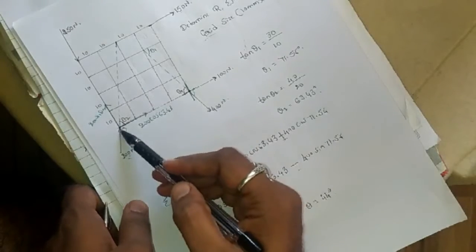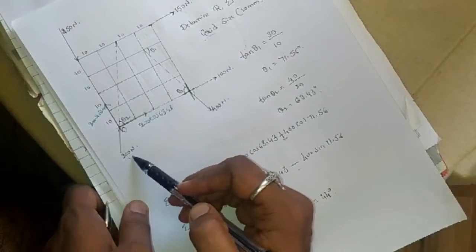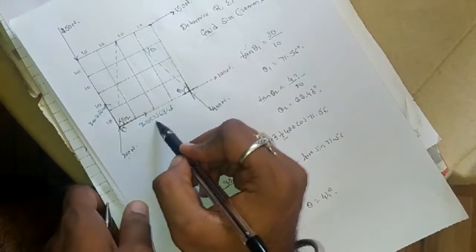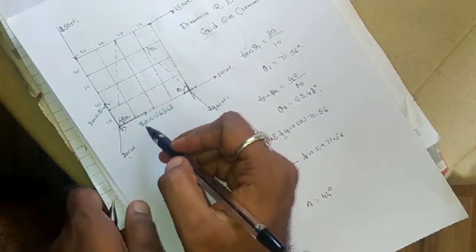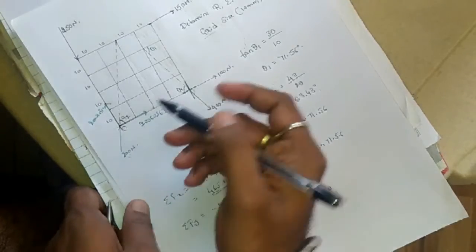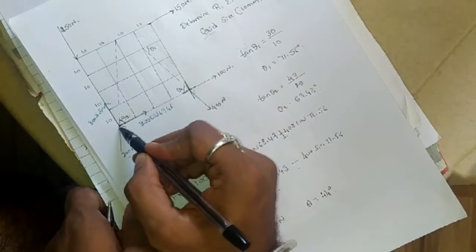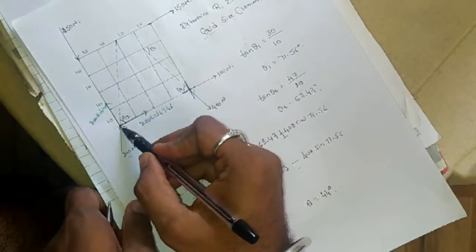So moment about point O. First we'll consider this force, that is the 200 Newton force. There are two components, 200 cos theta 1 and 200 sin theta 1. Now, moment produced by this force at this point is how much? It is 0, because these two forces pass through the given point. So moment produced by the 200 Newton force about point O is 0.